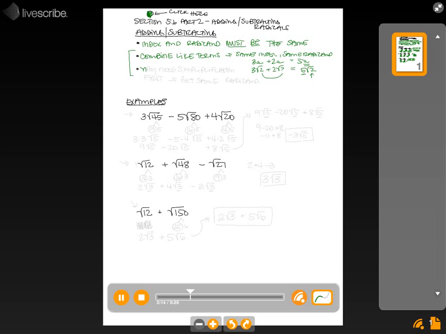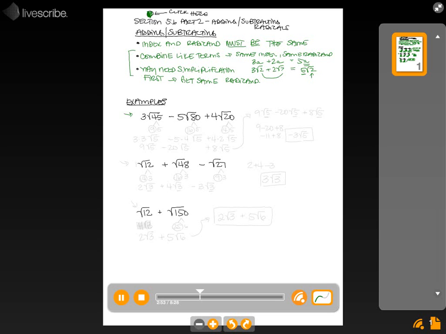The last thing is that you may need to simplify first. And by doing that, you can get the same radicand. The index won't change, but you can simplify to get the radicand to be something different. Okay? So we got 3 examples here. We're going to do all 3 of them, and we're going to follow through these steps. We're going to make sure that we have the same index, same radicand, and I'm going to show you how to add and subtract radicals.